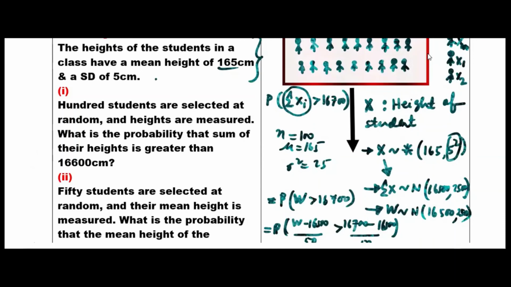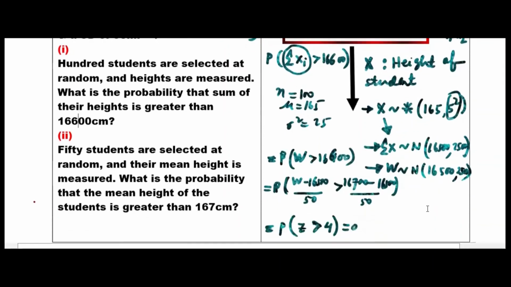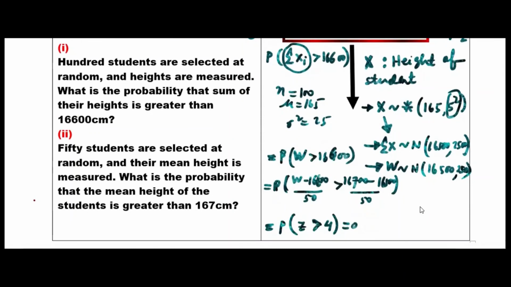Some answer you will get if you write 166. Then what will happen? This will be 16600, and this will be 16600, then 100 divided by 50. The probability that z is greater than 2.